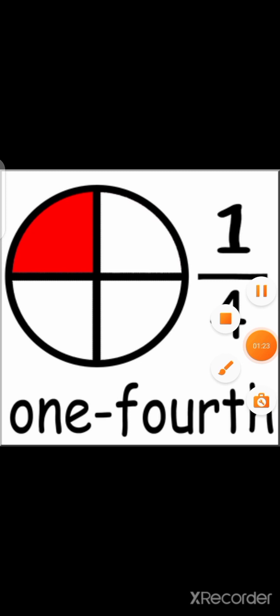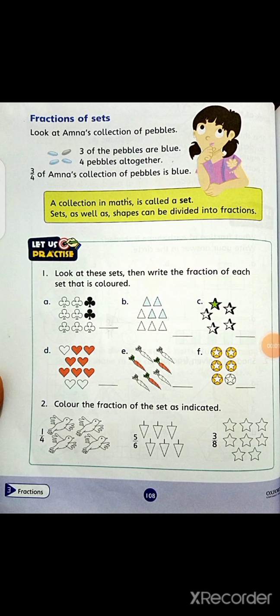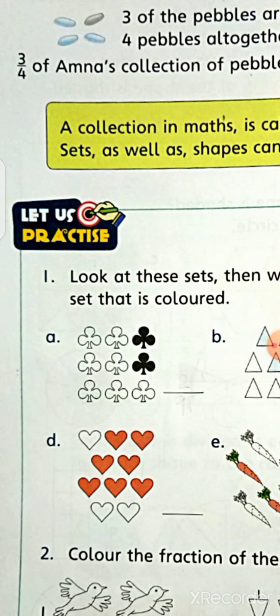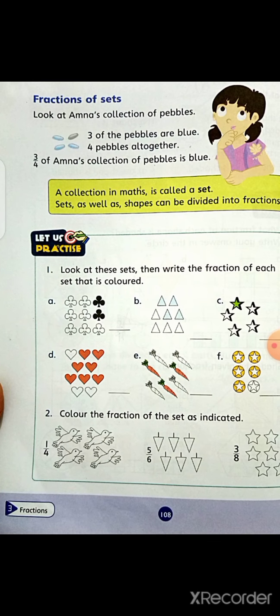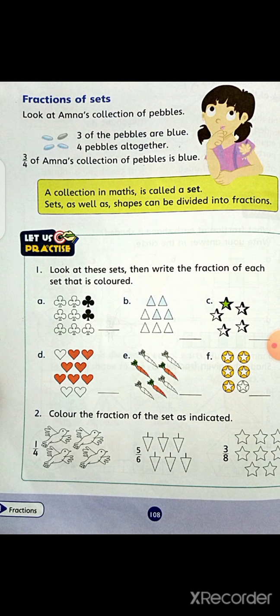Page number 108. Fractions of sets. Look at Amna's collection of pebbles. 1, 2, 3, 4. There are 4 pebbles. 3 of the pebbles are blue, 4 pebbles altogether. 3 over 4 of Amna's collection of pebbles is blue. The total number of pebbles is 4, 3 are blue, so the fraction is 3 over 4. There is a word collection, and a collection in maths is called a set.